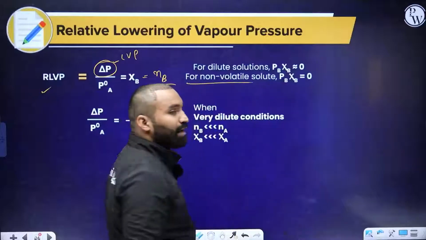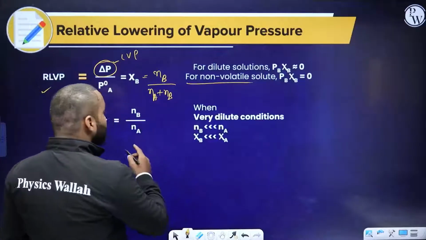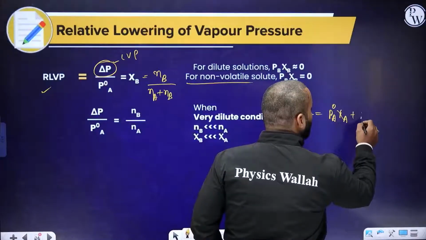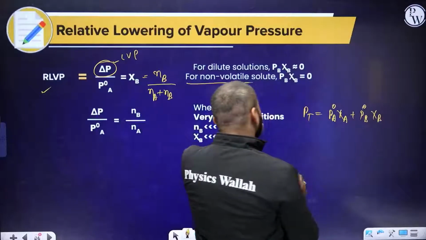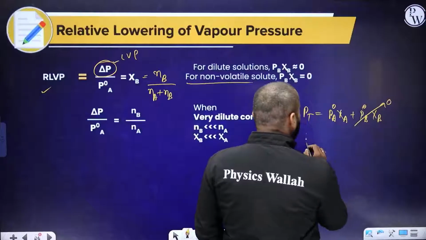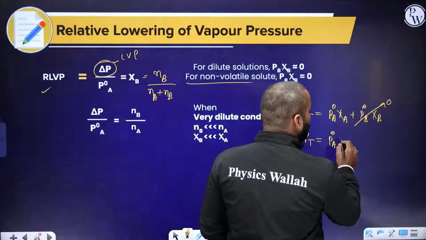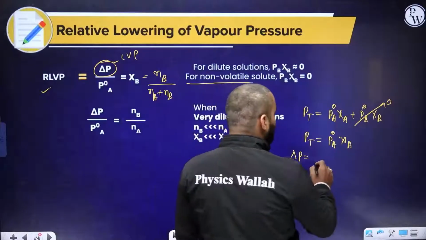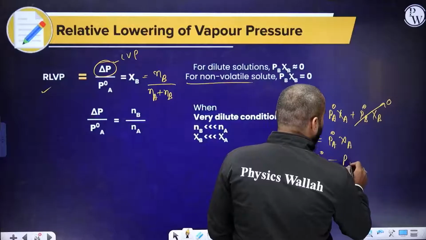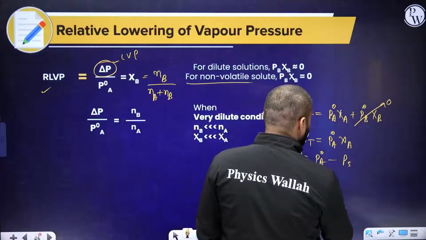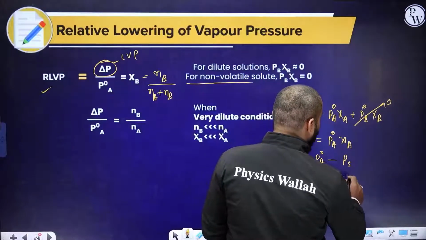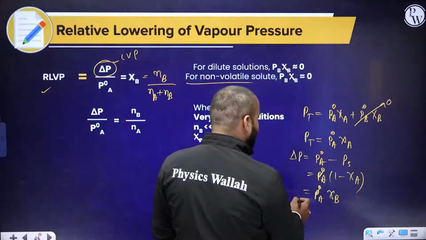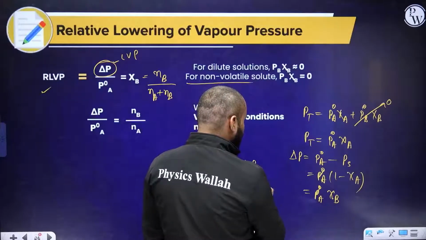And when we add a non-volatile solute, the Pt is equal to P naught A into chi of A plus P naught of B into chi of B. If it is a non-volatile solute, what will happen, guys? This whole term will go to 0 and total pressure will be just equal to P naught of A into chi of A. Now, the delta P value is equal to change in the pressure. Initially, the pressure was P naught. Now, the pressure of the solution is Ps or P total, which is equal to P naught A times (1 minus chi A). And that can be written as P naught of A into chi of B. And then delta P divided by P naught of A is equal to chi of B.